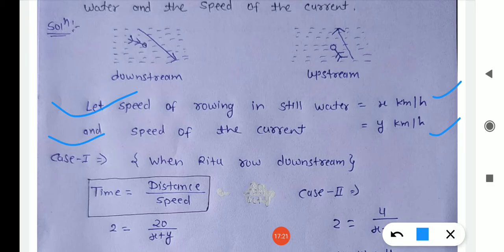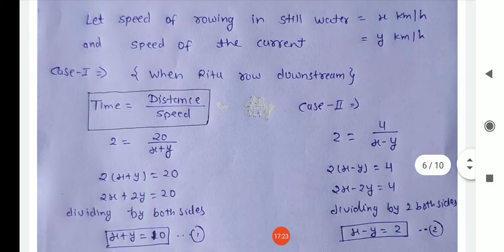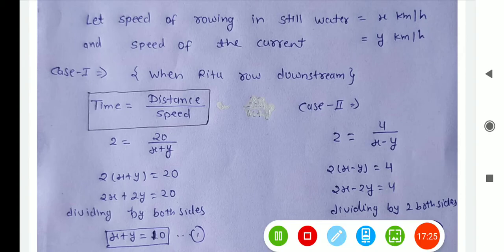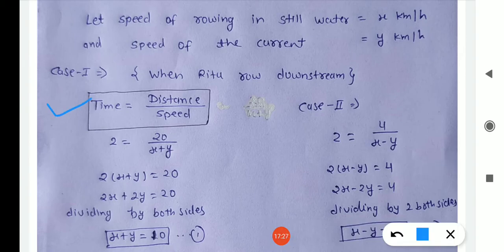In case first, when Ritu rows downstream. In the downstream case, we know the formula of time is distance upon speed. Ritu takes 2 hours to travel 20 kilometers, and the speed is x plus y. Why? Because in downstream, the speed of current and the speed of rowing are in the same direction. It means x plus y.